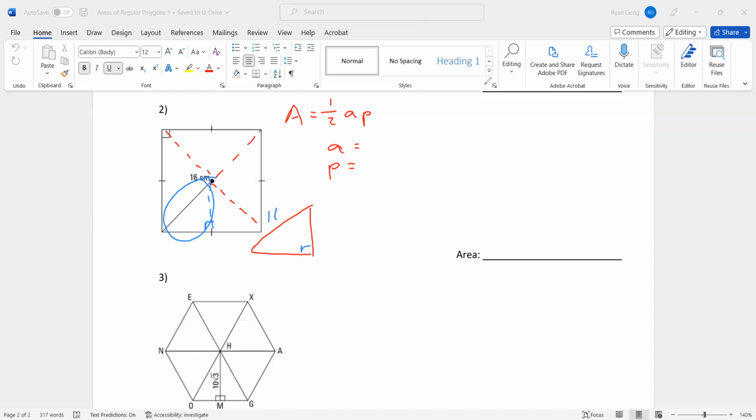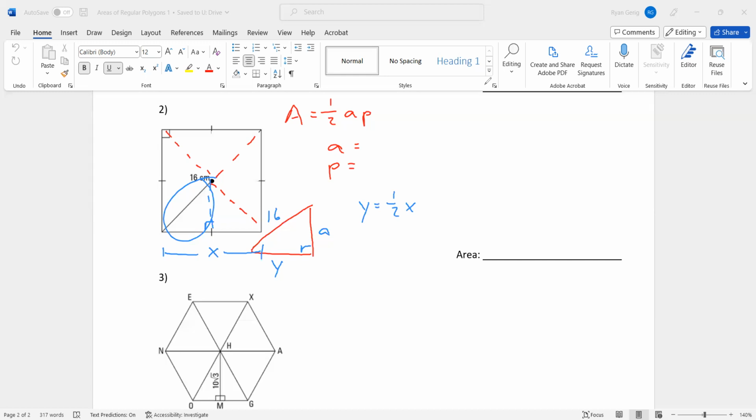This is 16. This is my apothem. This, I always call it Y, because Y is not a side length, so I don't want to call it P. I like to use X for my whole side length here. So I use Y. Y is half the side length. So 1/2 of X is Y.